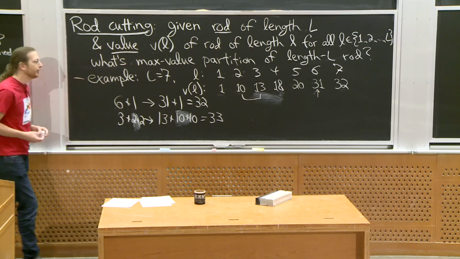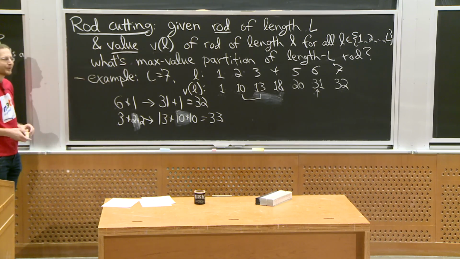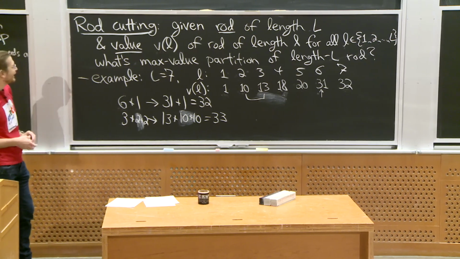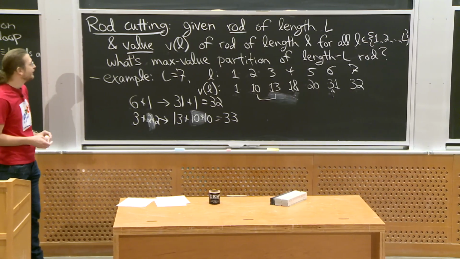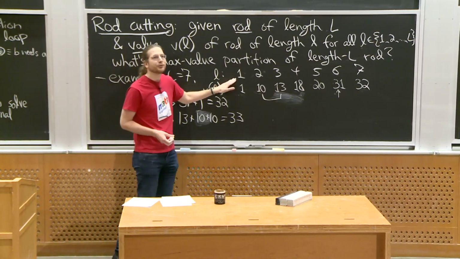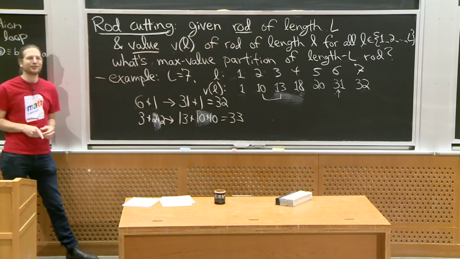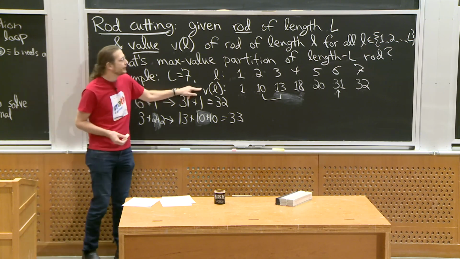Can't afford to try them all. Question? Can I have negative values in here? I think that will work fine. I'm not allowed to have negative lengths or 0 lengths. I don't want 0 length to actually give you something, because then I just cut infinitely many zeros. But the v of l, I think, could be negative.